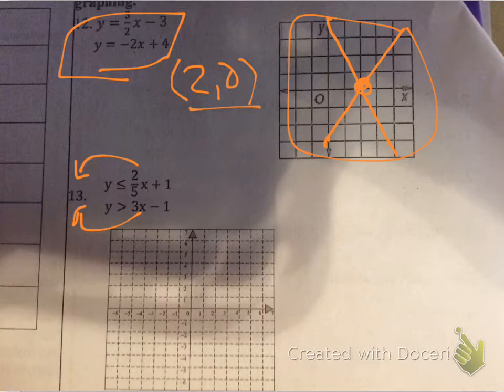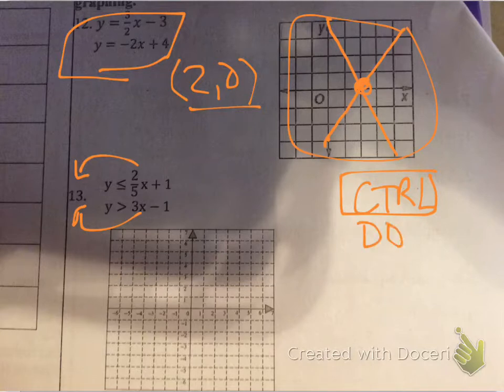Okay, so on this one, number 13, I'm going to say press Control Doc. So let's remember that, Control. You might want to make sure you're adding these calculator pages. Control Doc to add a new page. And then I would choose another graph page. So another graph page, and then I could type it in.